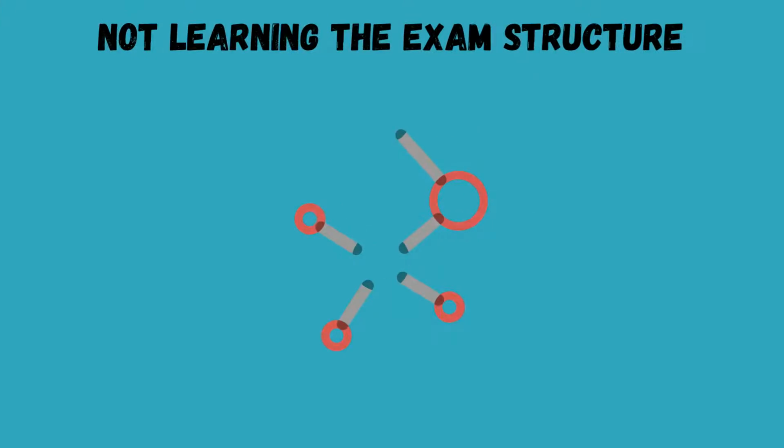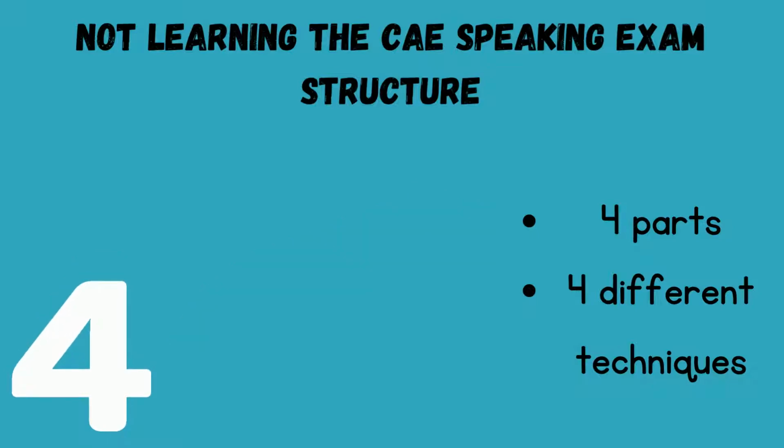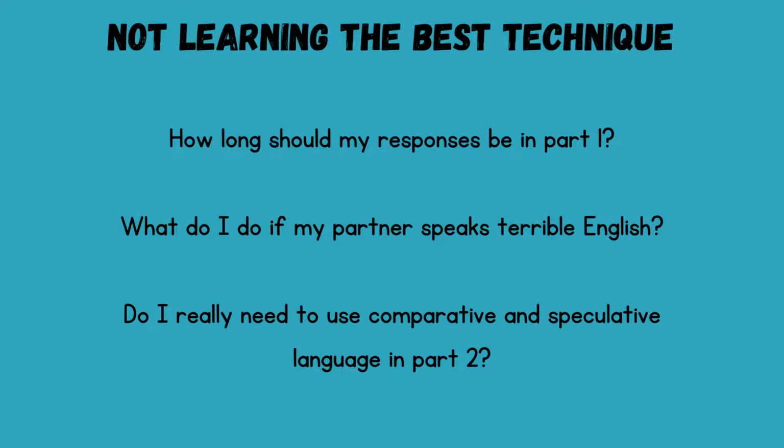The final mistake is not learning the exam structure. Do you actually know how the Cambridge speaking exam works? If you do, you will know that there are 4 parts, and for each part, you require a slightly different technique. And if you don't bother learning the techniques, you might walk into your exam with these kind of questions. How long should my responses be in part 1? What do I do if my partner speaks terrible English? Do I really need to use comparative and speculative language in part 2?